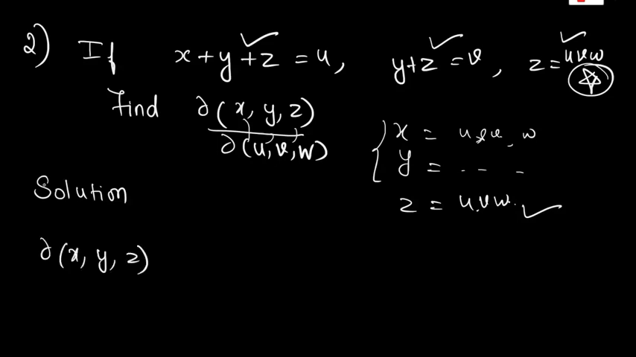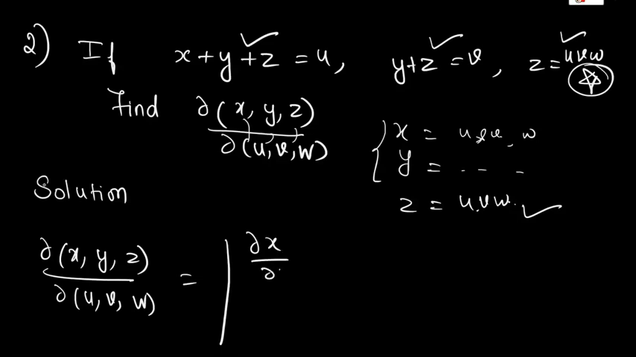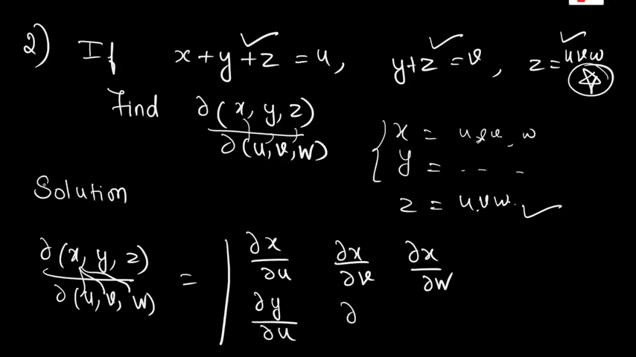See here, del(x, y, z) by del(u, v, w). What is the formula? The previous one, if you check, was u in terms of x. Now here it is x in terms of u, x in terms of v, x in terms of w. Similarly, y in terms of u, y in terms of v, and y in terms of w.